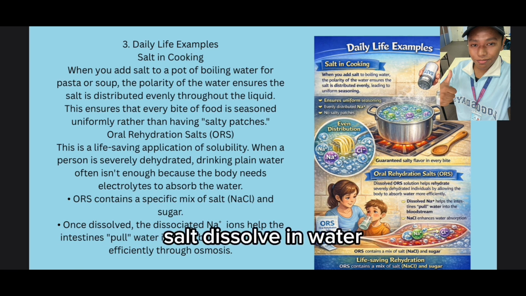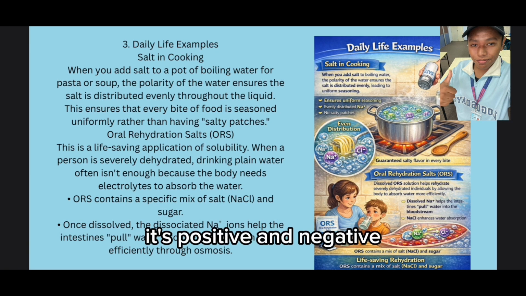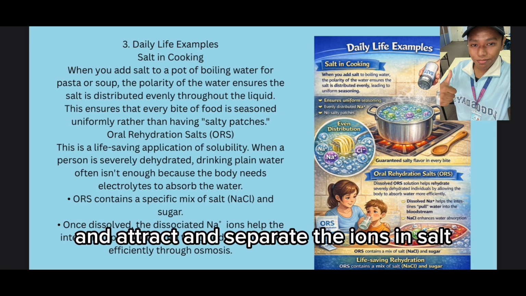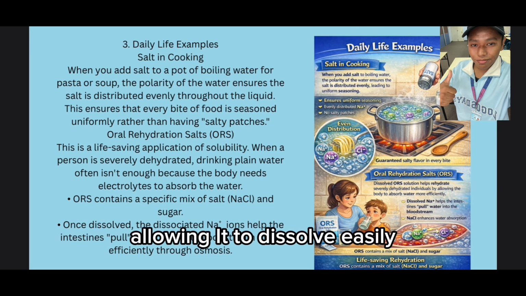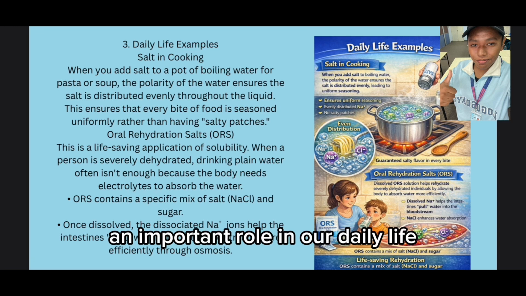In conclusion, salt dissolves in water because water is a polar molecule. Its positive and negative ends attract and separate the ions in salt, allowing it to dissolve easily. This simple chemical process plays an important role in our daily life.